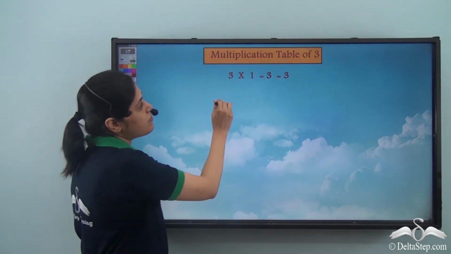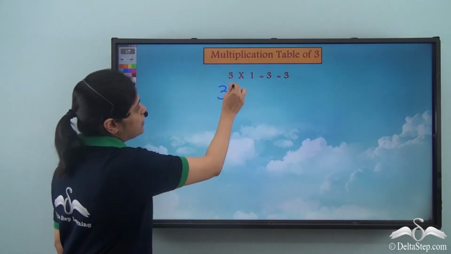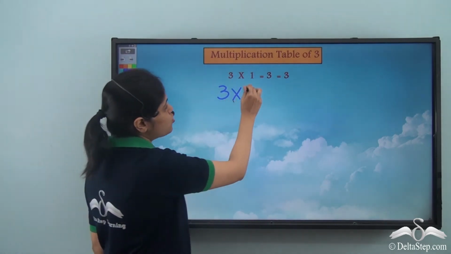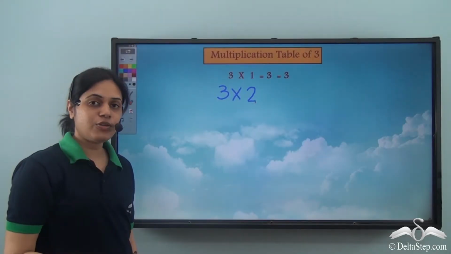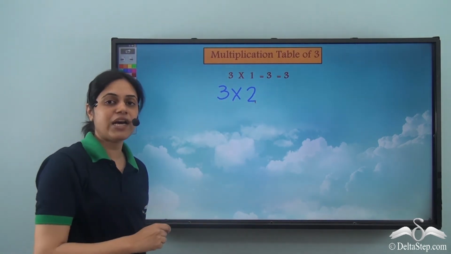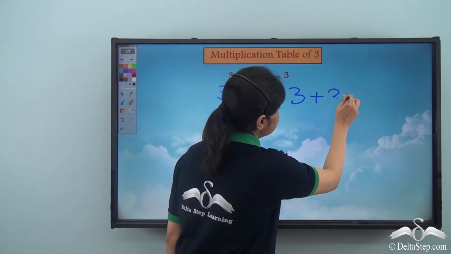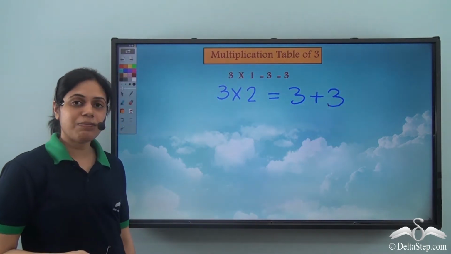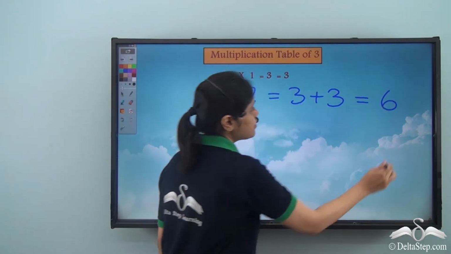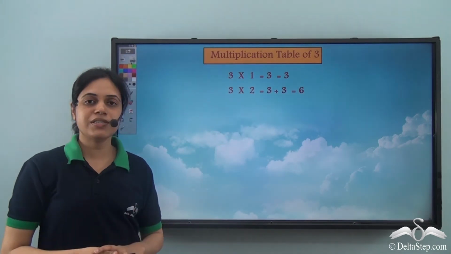Next, since this is a multiplication table of 3, I write 3 again, the multiplication sign, and the next number after 1 is 2. 3 added to itself 2 times is 3 into 2 or 2 times 3. This is 3 plus 3. What is 3 plus 3? 3 plus 3 is 6. So 3 into 2 is equal to 6.